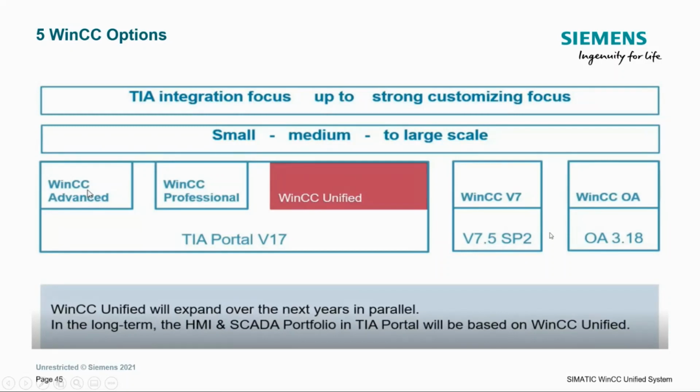So these other ones are not going to disappear in the near future. As Unified grows, they're still going to continue to support all these other different WinCCs. Eventually I see it getting rid of Professional and V7. I don't think OA will be going away. It's just too powerful. So anyway.